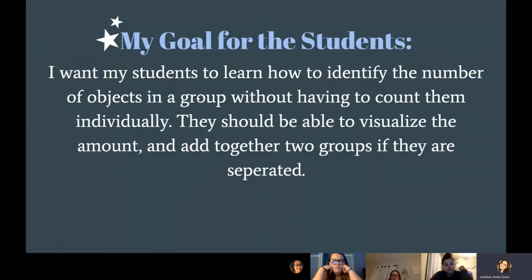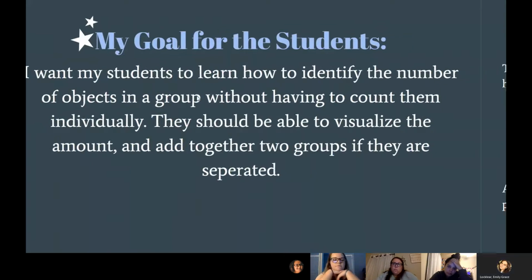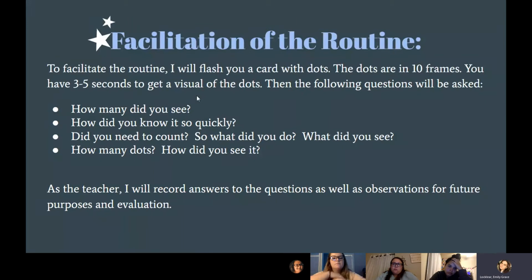My goal is for my students to learn how to identify the number of objects in a group without having to count them individually. They should be able to visualize the amount and add together 2 groups if they are separated. Now, facilitation of the routine. I will flash you the card with dots, and the dots are in 10 frames. You will have 3 to 5 seconds to get a visual of the dots. Then the following questions will be asked, depending. As the teacher, I will record answers to the questions as well as observations for future purposes and evaluation.